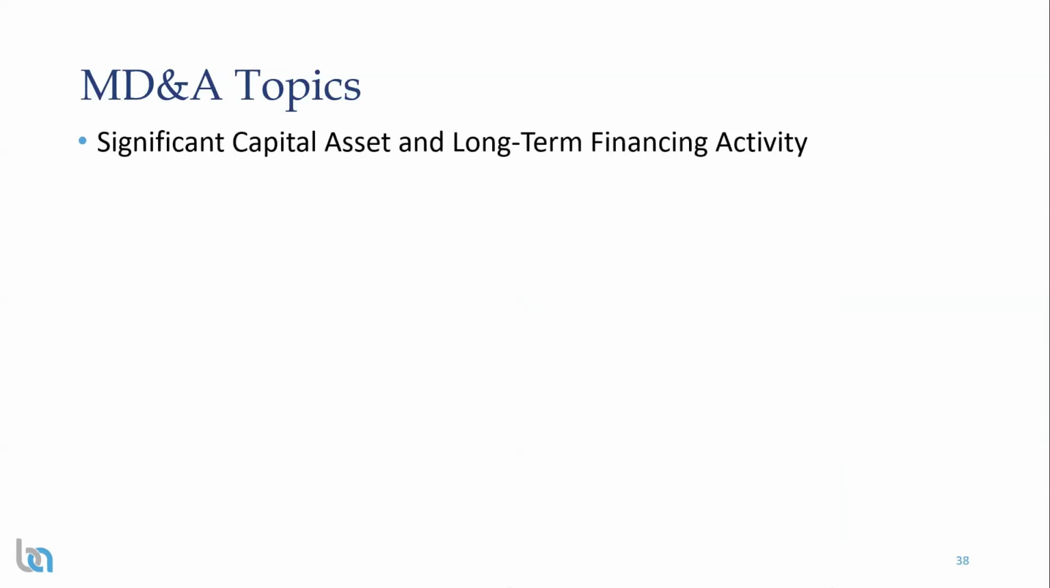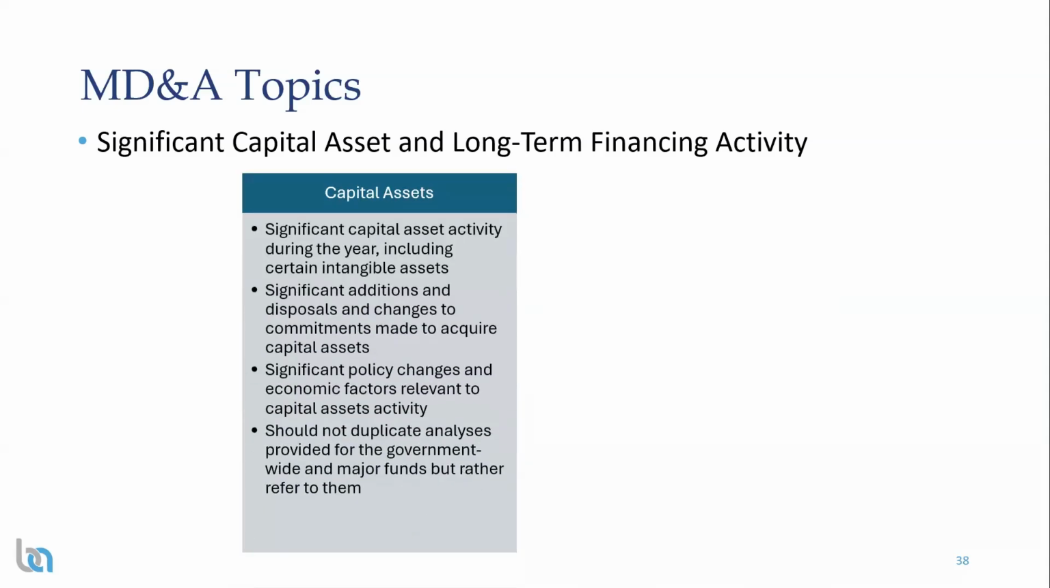Then we have significant capital assets and long-term debt activities. And for capital assets, that's what you should have: significant capital asset activities during the year, including certain intangible assets. So that's one area that I see a lot of you missing. Your SBITA assets, your leased assets from GASB 87, they are capital assets, at least for now.